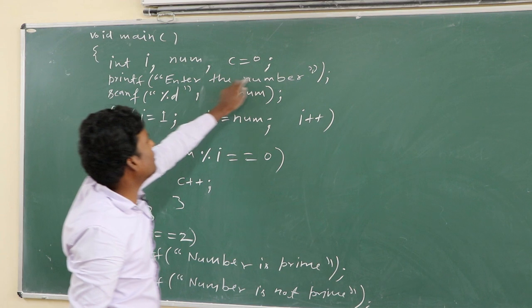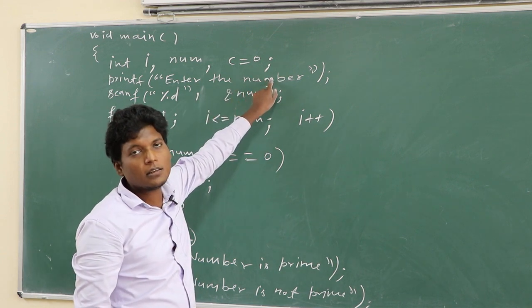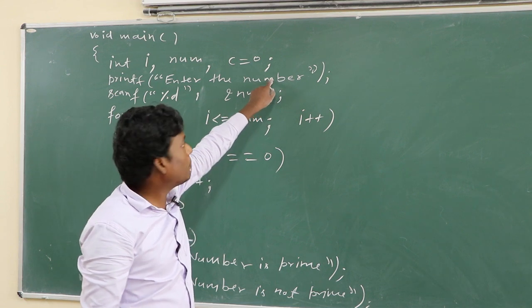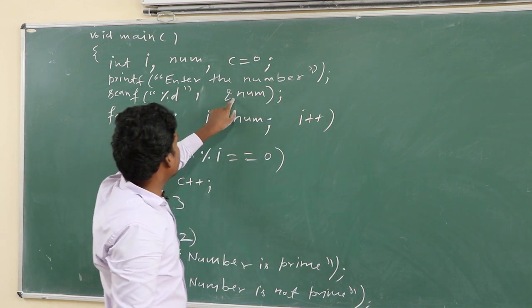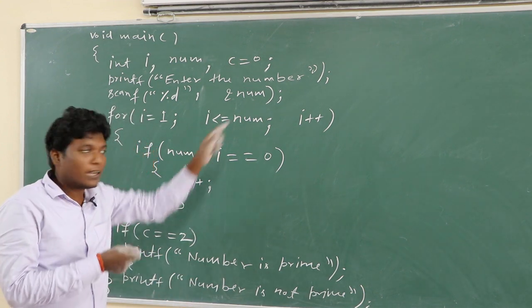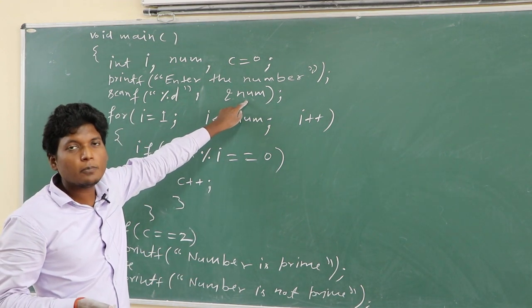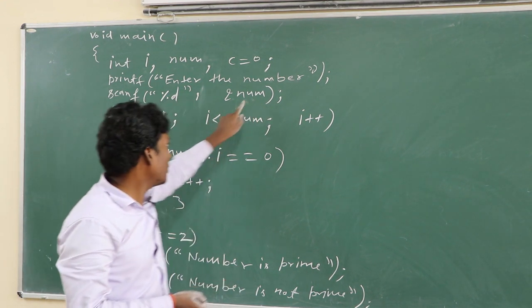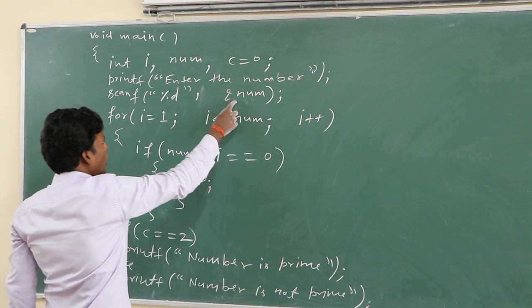Enter the number. You have to enter the number that you want to check whether it is a prime number or not. %d, &num. The user inputs a number to check whether that number is prime or not. Okay, the number is now inputted.